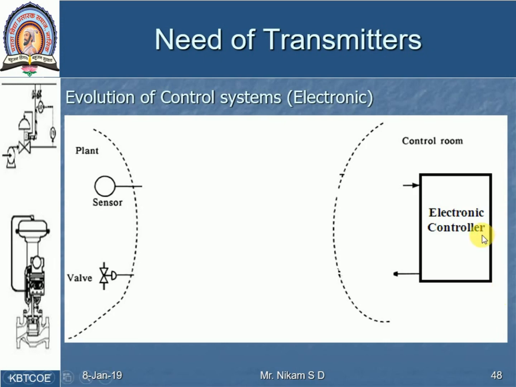When the electronic controllers are there, definitely the in-between things are supposed to be changed. मग त्या पण चेंज झाल्या असतील. Yes. So what is there inside? या दोघांच्या मध्ये काय? It is a transmitter. It is the role of a transmitter.